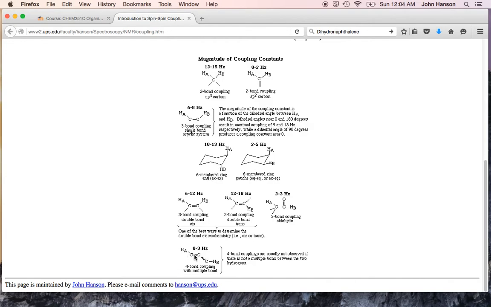So here's HA coupled to another proton HB by 4 bonds, and you can see my little note here. 4-bond couplings are usually not observed if there is not a multiple bond between the 2 hydrogens. Another way of saying that is that if there is a multiple bond, like a double bond between them, a small coupling constant is more commonly seen. Now you can see it's 0 to 3 hertz, so if it's less than 1 hertz, you're probably not going to see it. But it can come up, and so you shouldn't be too surprised if you see it.